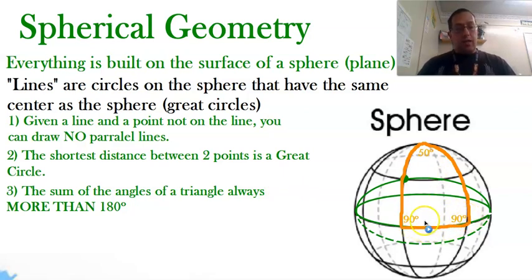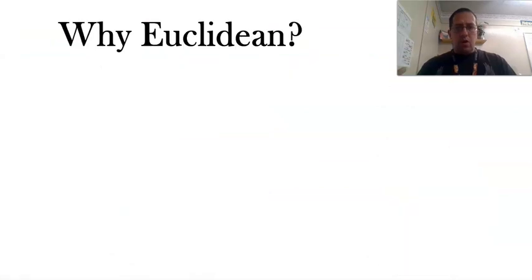You could widen this up and you could have 90, 90, and 90. You could have 3 right angles. You could have 2 right angles and an obtuse angle if you wanted to. And that would work on a sphere. That does not work in Euclidean geometry where everything is flat. So that begs the question, if we live on a sphere, why do we use Euclidean geometry?